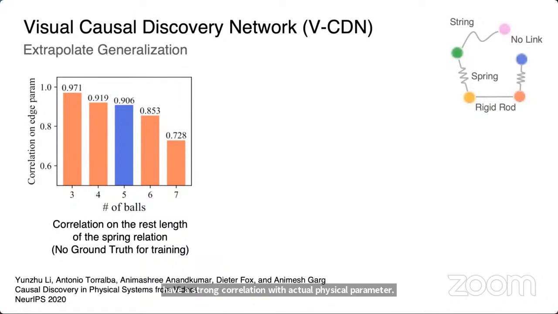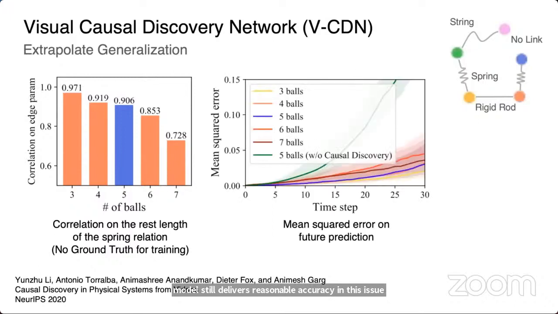The blue bar shows the result in environments that have the same number of balls as during training. The orange bar contains fewer or more balls than training, but the model still delivers reasonable accuracy in this extrapolation setting. The same thing happens for future prediction. As you can see from the right figure, the model trained on the 5-ball environment shows a similar performance when tested on environments with fewer or more balls.